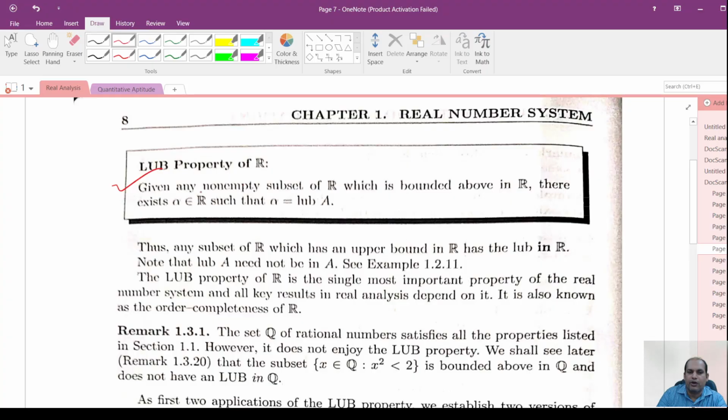The least upper bound property of R: given any non-empty subset of R which is bounded above in R, there exists at least one alpha such that alpha will be the least upper bound of the set. So this is for non-empty and bounded subsets of R. In fact, we can say that every non-empty and bounded subset of R will have a least upper bound. And if it is bounded below, it will have a greatest lower bound, and if it is bounded above as well as bounded below, then the existence of the least upper bound as well as the greatest lower bound is by this property called the completeness property of R.